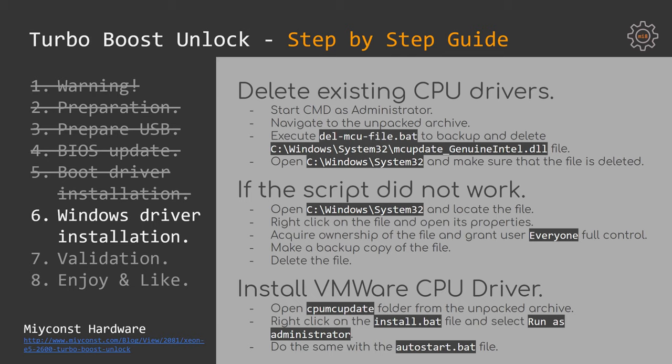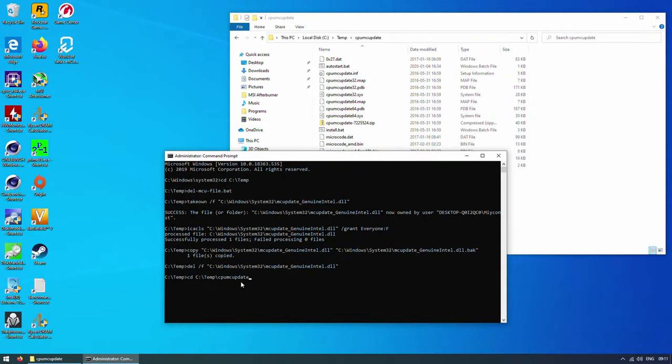Once the file is deleted, you need to install the VMware CPU driver for Windows. For this, click on Start, type cmd, select run as administrator, then do cd space and then the path to the CPU MC update folder, click enter. After that, type install.bat and click enter. After that, type autostart.bat and click enter. That's all you have to do.